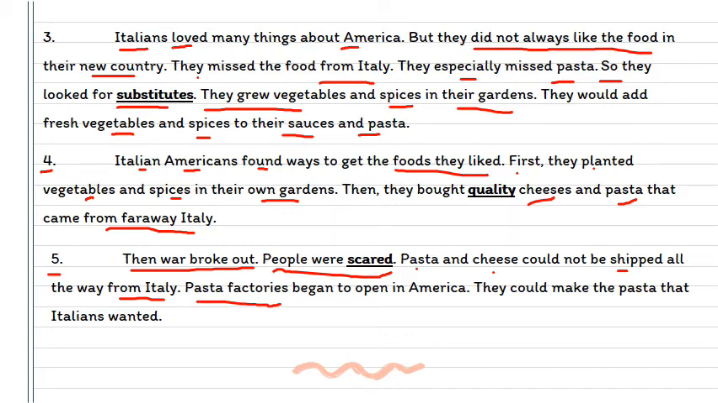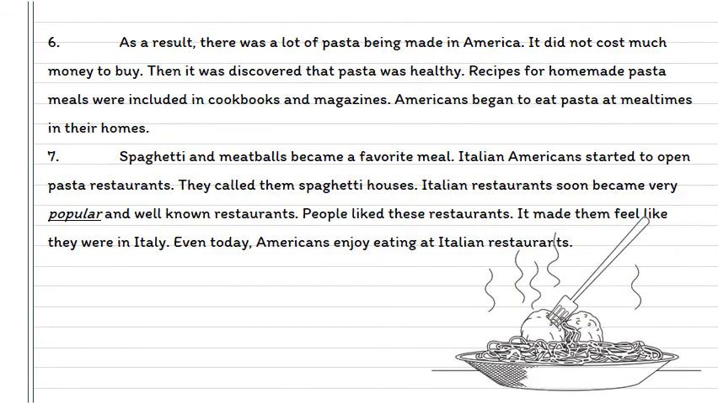Pasta factories began to open in America. So what did the Americans do? They found out that Italians need pasta, okay? And pasta is something easy to be made actually. So they started making pasta. Who? The Americans. They could make the pasta that Italians wanted. They made the Italian pasta.